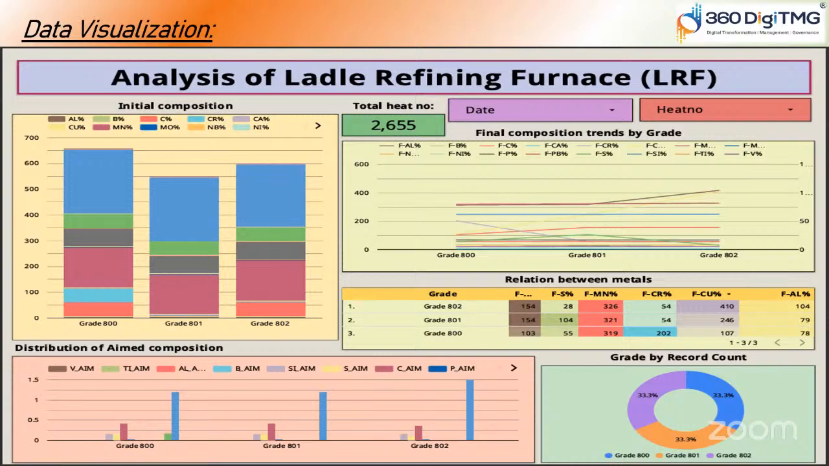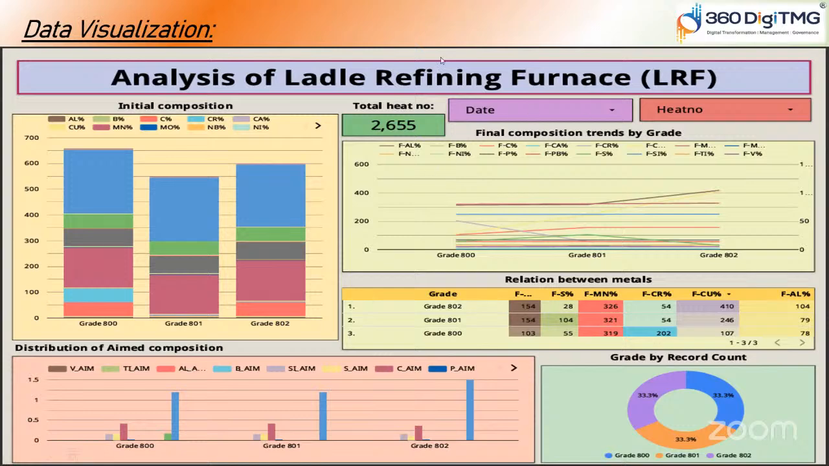If you ask me, can this help reduce operational cost? Yes. By identifying overuse or unnecessary addition of elements like magnesium and carbon, we can lower the material cost further. This trend analysis helps to predict composition accurately, so accordingly you can avoid costly remelts or quality rejection.